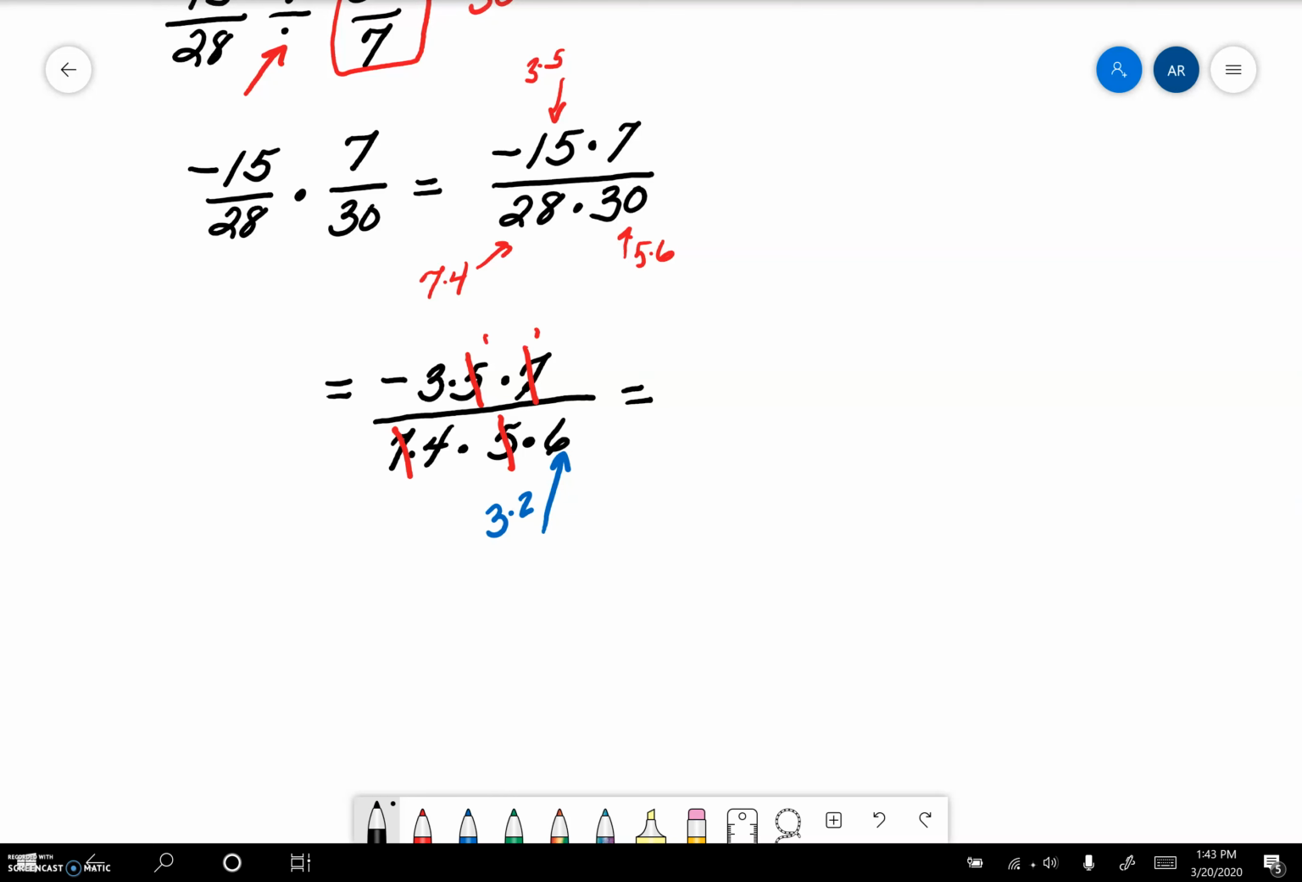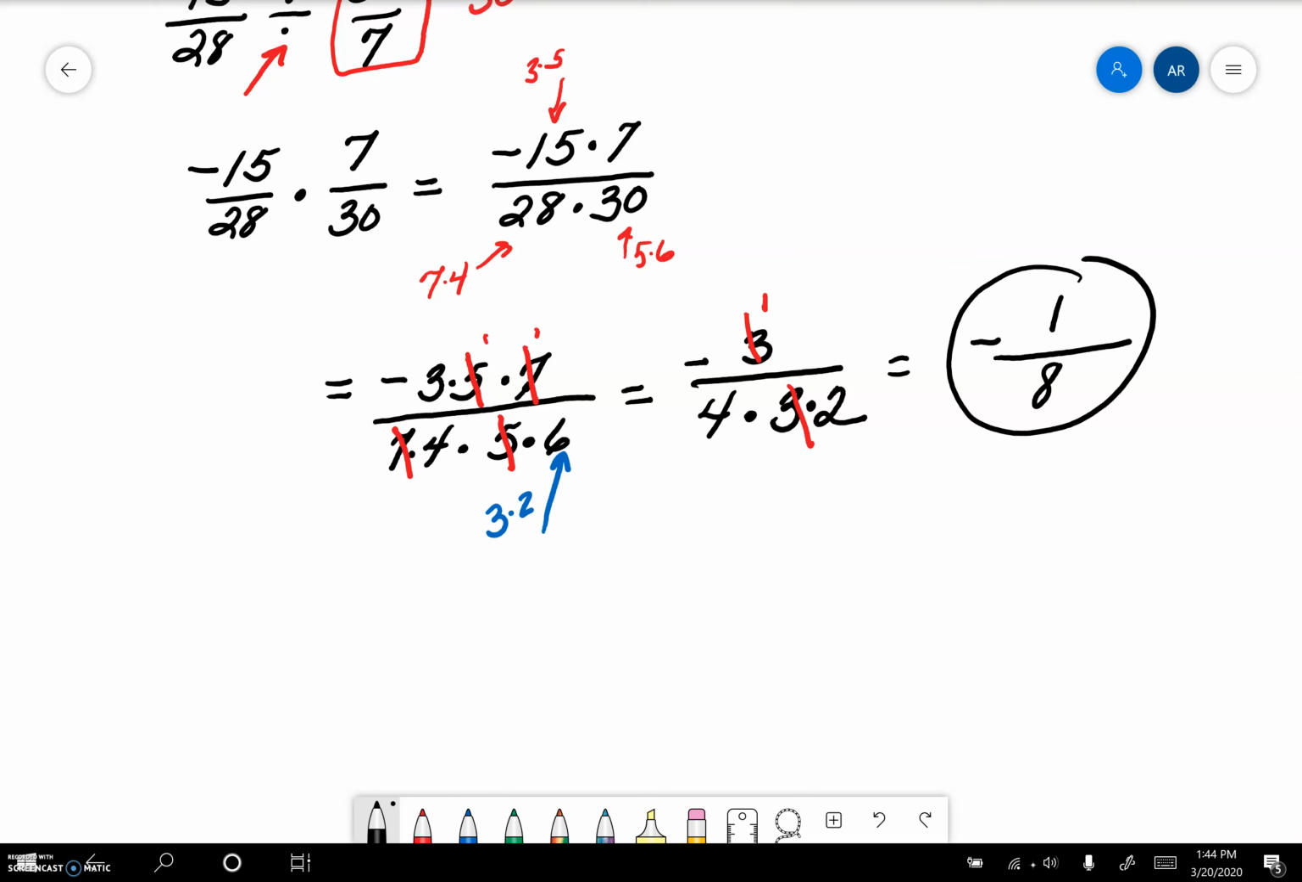So let me rewrite that. Let me regather my stuff. There's a negative 3 on top, and on the bottom, I have a 4 times, and this 6, I'm going to rewrite as 3 times 2. Now, I immediately can see this and this, there's one on the top and one on the bottom, so it reduces down to a 1. So on the top now I have a negative 1, and on the bottom I multiply out my 4 times 2, which is an 8. So here's my final answer.